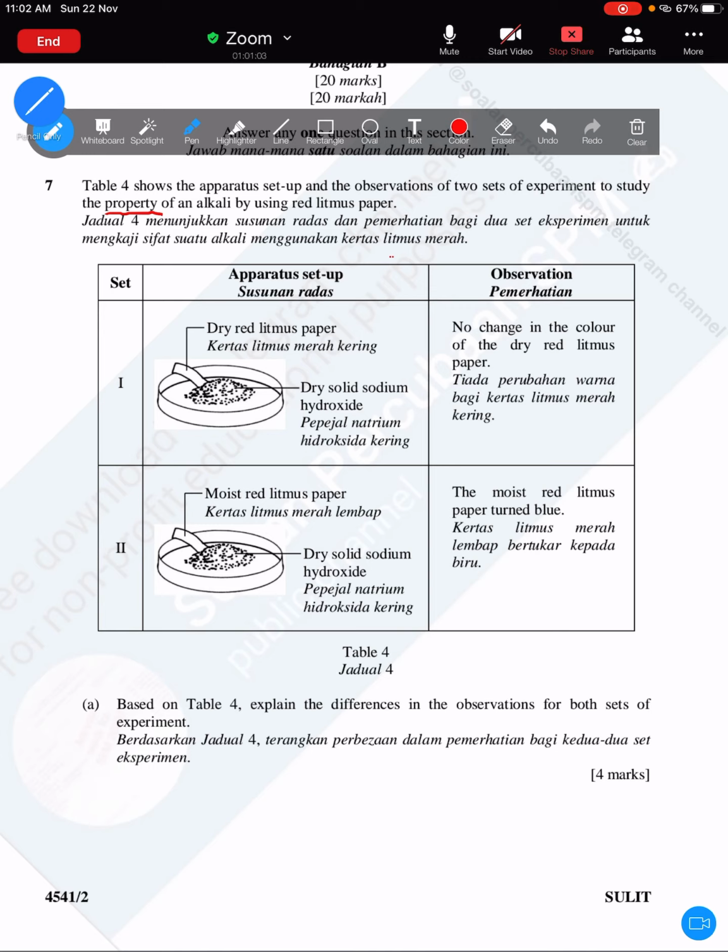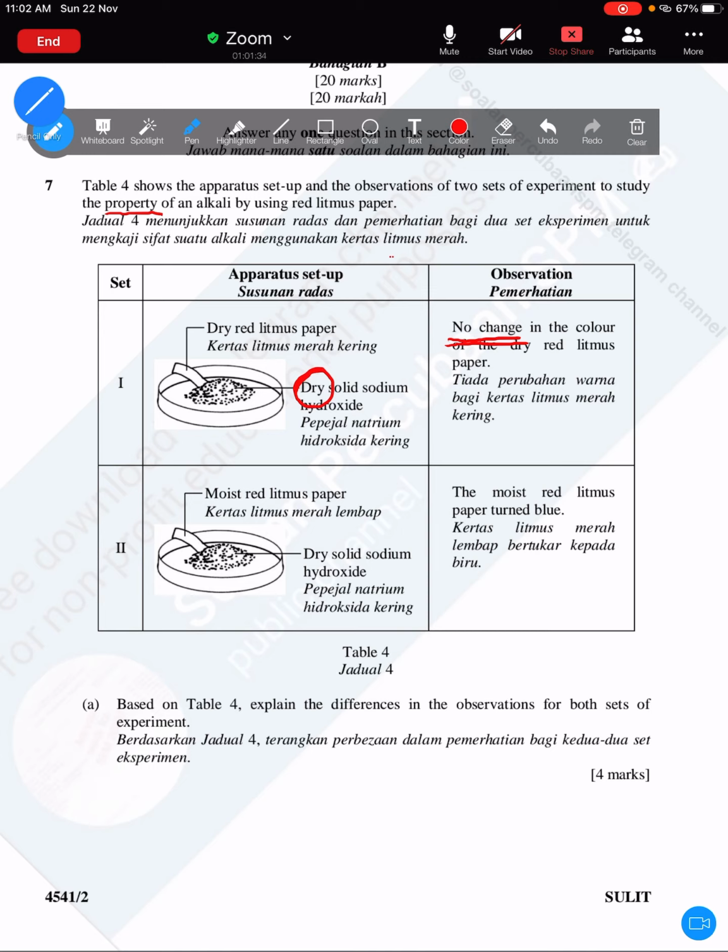Okay, let's look over here. Let's do the first experiment. We try to understand what the experiment is about, what happened. Red litmus paper, and they put it on the dry solid sodium hydroxide. Of course, no changes, because in order to show the properties, water is compulsory. Dia wajib ada air untuk menunjukkan sifat keasidan dia atau kealkali.